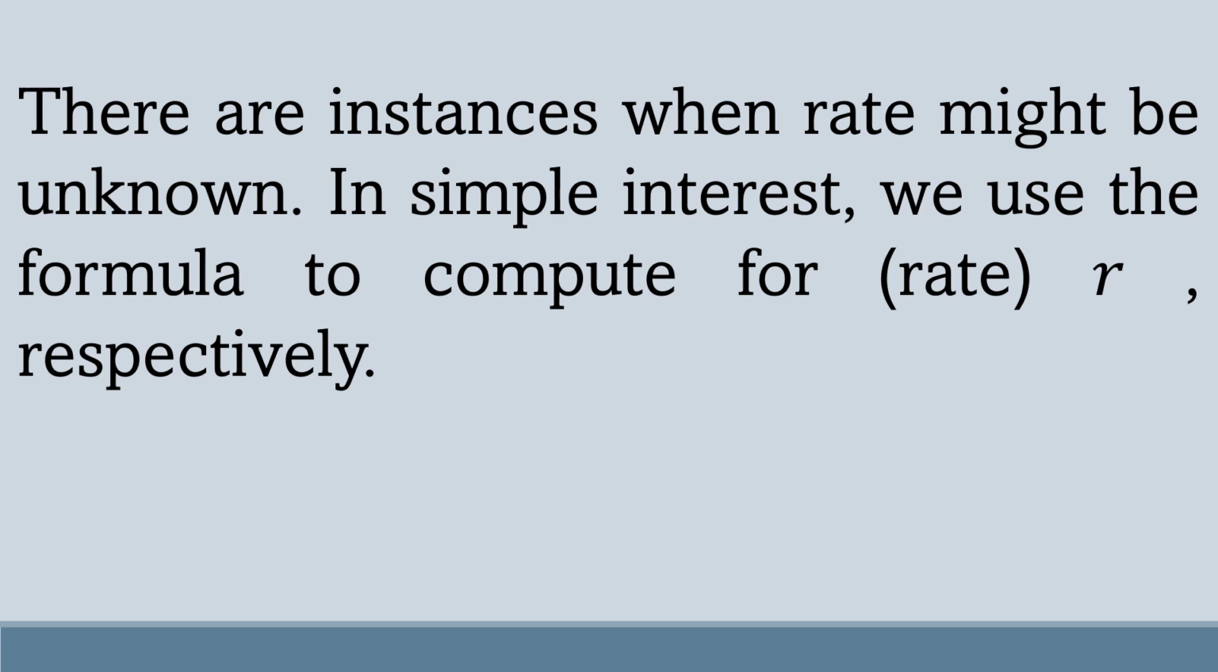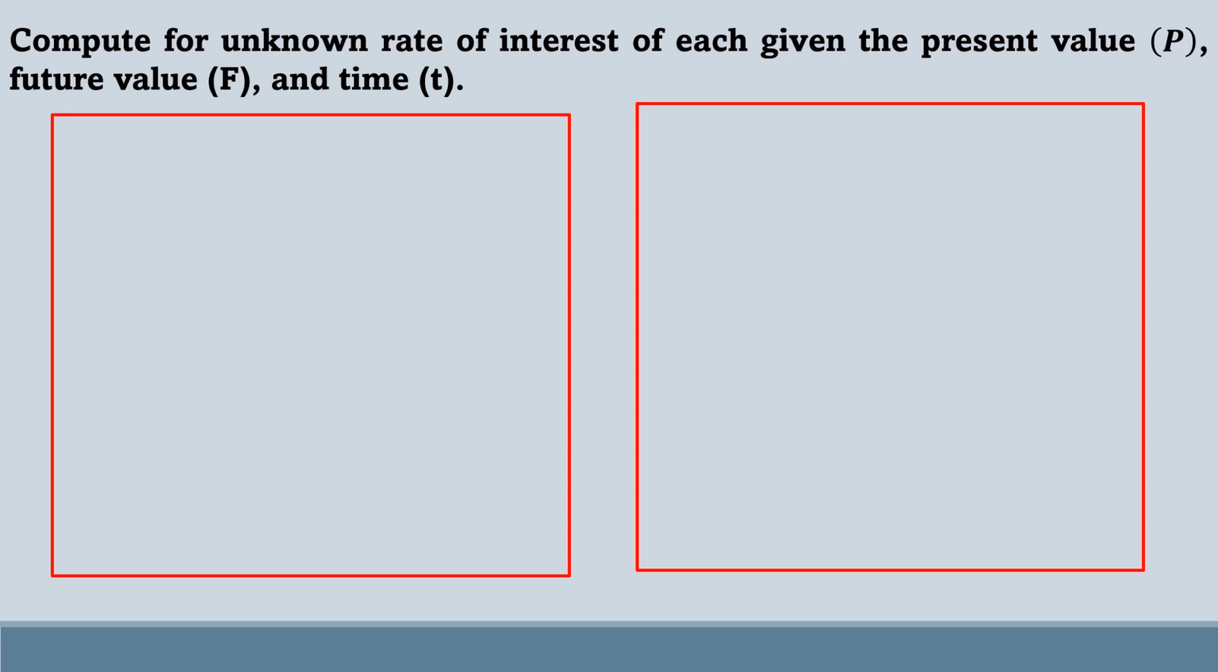In simple interest, we use the formula to compute for rate respectively. So that is R equals I divided by P times T. Ano po ba yan? Rate is equal to interest divided by the principal amount or the present value times the length of time. Okay? So today, we will compute for a known rate of interest of each given the present value P, the future value F, and the time T.